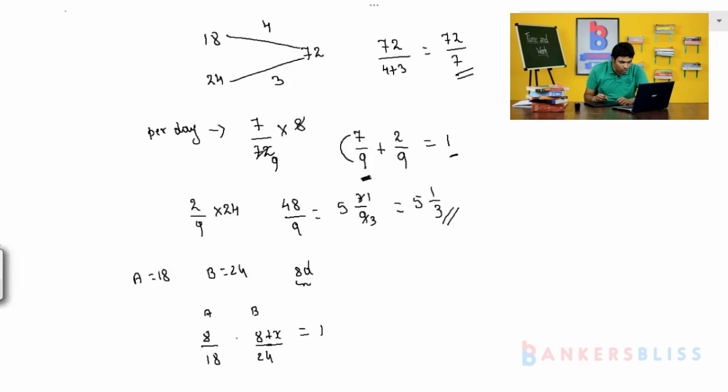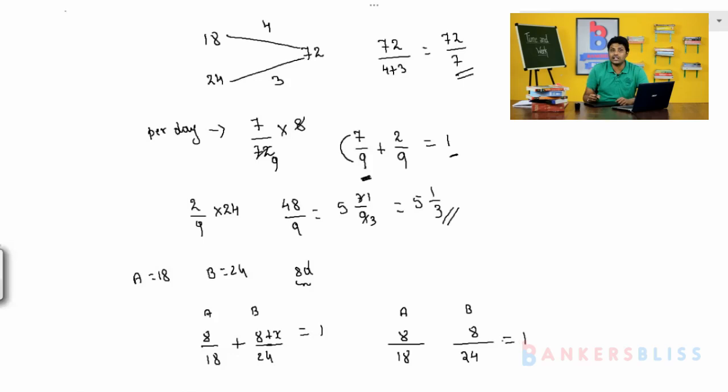If you add both of their works, you should get 1. So let me repeat again. See here, per day A does 1 by 18 of the task, per day B does 1 by 24 of the task. Like that together, how many days are they going to work? They are going to work for 8 days.